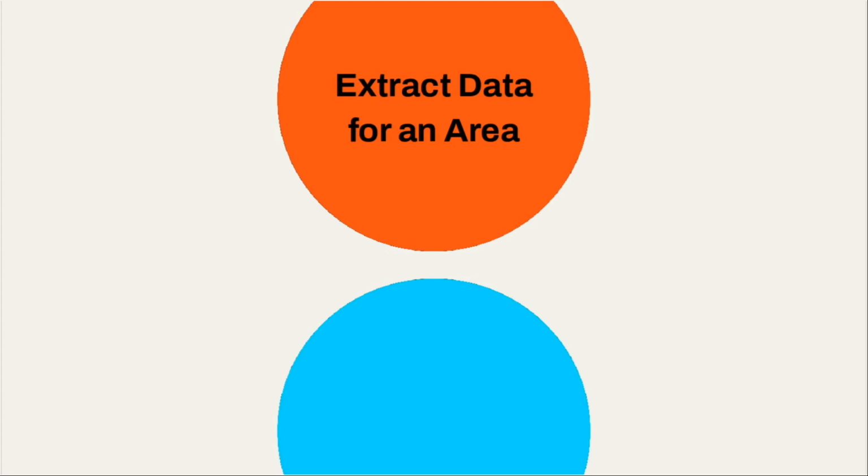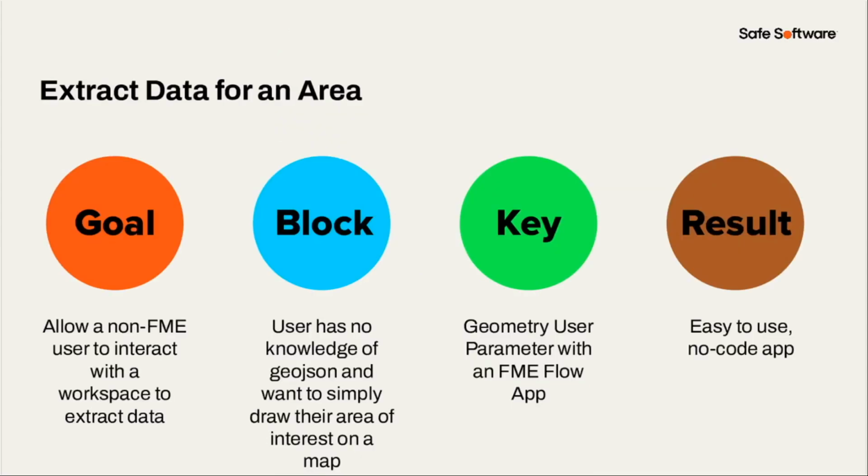So let's look at a demo now for extracting data for an area and see some of these parameters in use. So we'll look at a scenario here. In this scenario, we want to author a workspace that lets a user download cell signal data points for an area of interest that they draw on a map. So our goal is to allow a non-FME user to interact with a workspace to extract data.